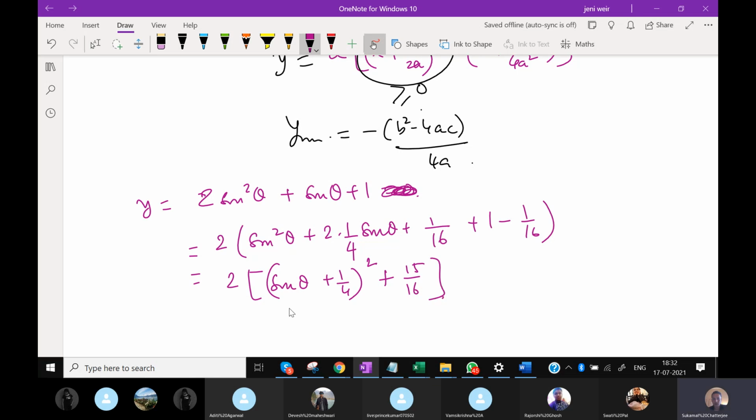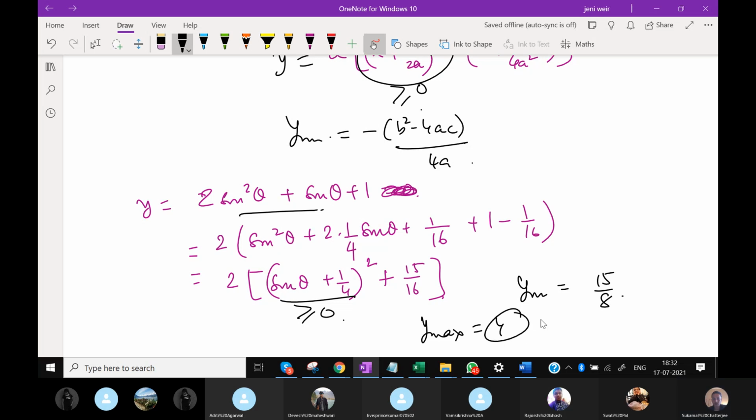So that means this first term is always greater than or equal to 0. So the minimum will be 2 into 15 by 16, which is 15 by 8. And the maximum value will happen when this term is maximum, that means when sine theta is maximum, that means sine theta is equal to 1. So y max will be, put sine theta equal to 1 here: 2 plus 1, 3 plus 1, 4. Okay.